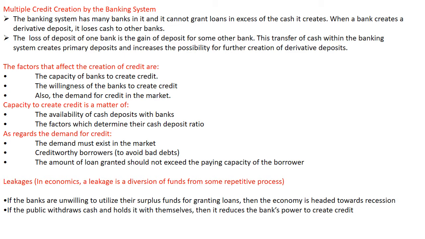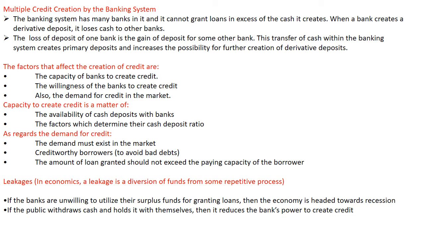Leakages: in economics, a leakage is a diversion of funds from some repetitive process. If the banks are unwilling to utilize the surplus fund for granting loans, then the economy is heading towards recession. So if the bank is not ready to utilize its surplus fund, recession will happen. Recession means money shortage.